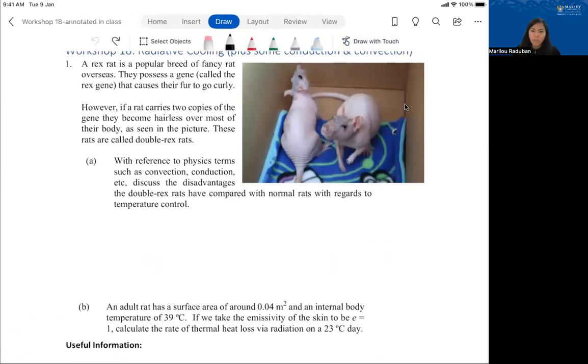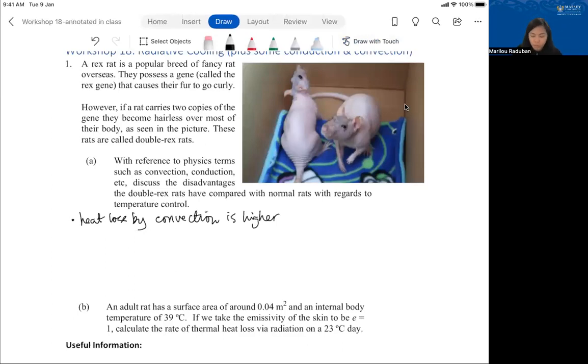So in terms of convection, heat loss by convection, which rat do you think will lose more heat by convection, the double Rex rats or the normal rats? Yeah, the bald rats. The double Rex rats who don't have fur should lose more heat by convection, right? So the heat loss by convection is higher.